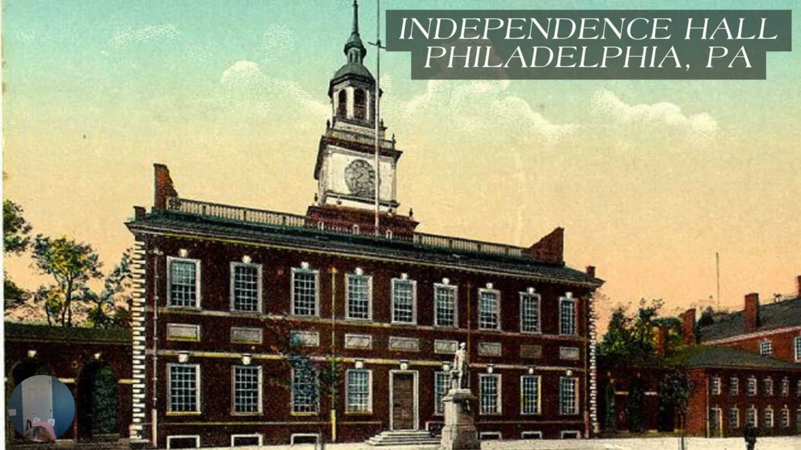This is what Independence Hall looks like from the outside in Philadelphia. So that room that I showed you, this is what the outside of that building looks like. Still looks like this today.